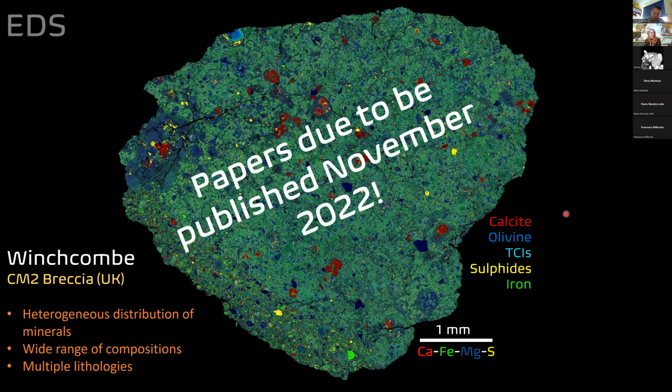I can't say too much about it, unfortunately, but there is a series of papers coming out in November. I think we're on 5 or 6 different papers, and then there'll be a whole suite coming out based on the individual little bits of Winchcombe from each research group. And we've got a lot left to discover in this.